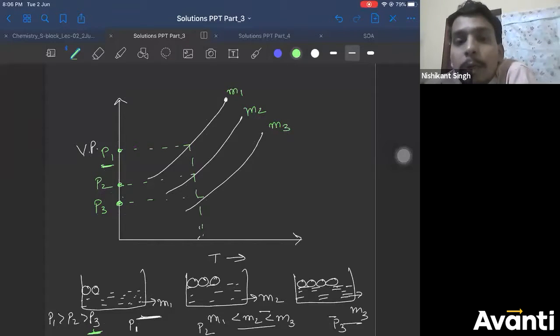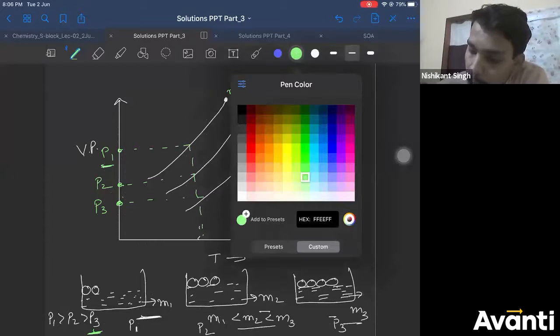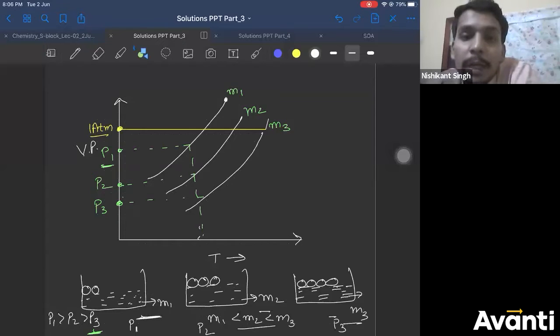So now what I can do over here is, please pay attention. Now I'm again going to plot 1 atmosphere. Let us say this value over here is 1 atm. Right? So let us draw a perpendicular from this. Correct? This is your 1 atm.